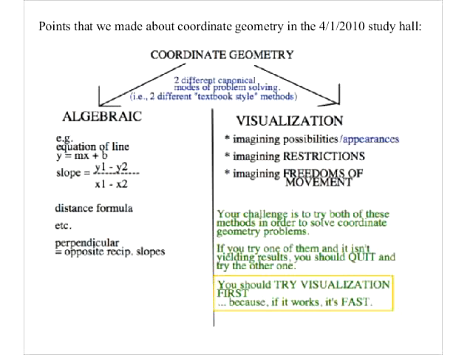These are the two principal approaches to coordinate geometry on the screen. You can approach coordinate geometry algebraically, or you can approach it by visualization. Again, for a fuller treatment of the material shown here, you can watch the recording for 4/1/2010.